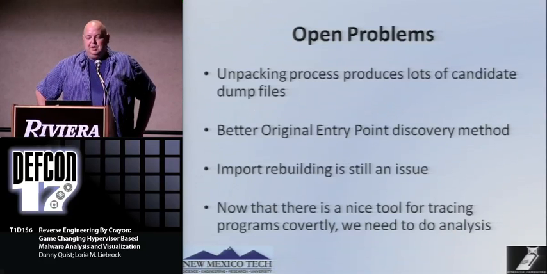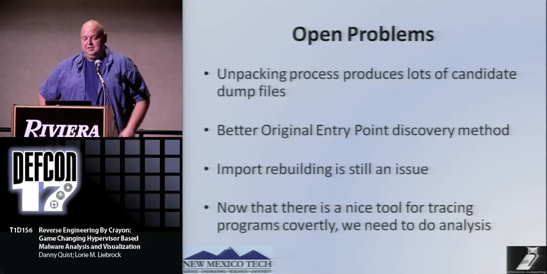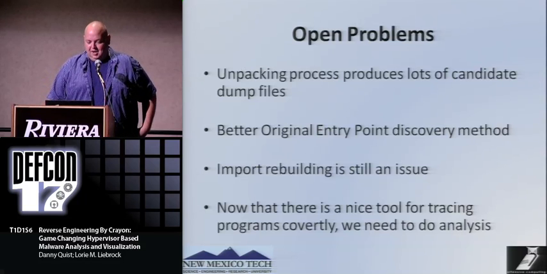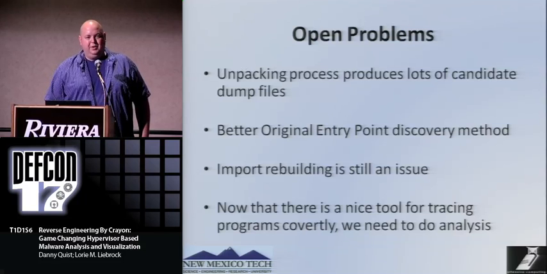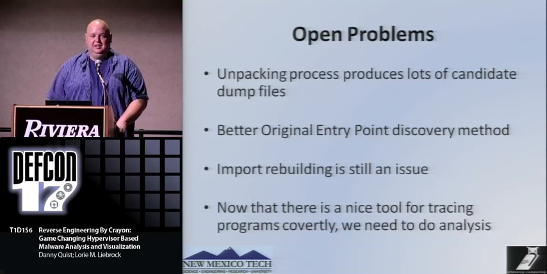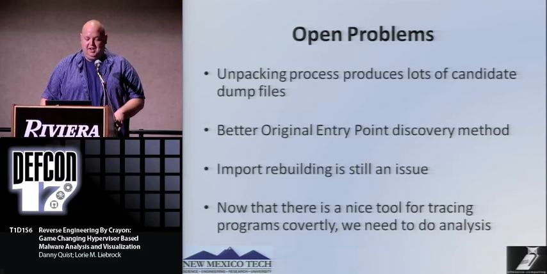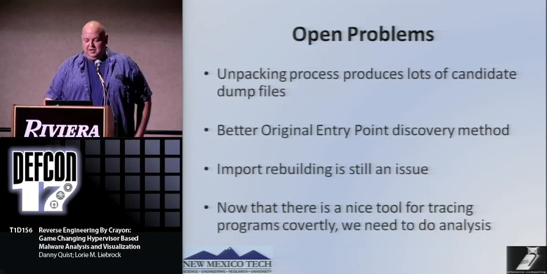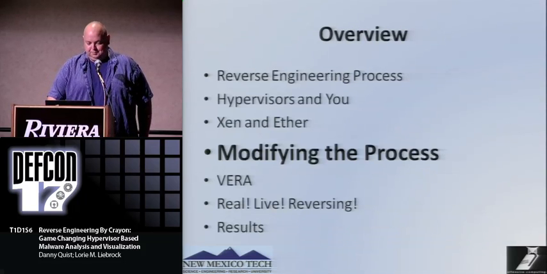All right. With that said, we'll talk a little bit more about what's going on. There are a couple of open problems. The unpacking process produces a lot of candidate dump files, so the algorithm that we have is a little bit imprecise. We want a better way to find the original entry point. The other thing is that import rebuilding is still an issue. That's something I'm working on, but I haven't had a chance to integrate it in yet. I'd also like to do some analysis, which is the next thing here.